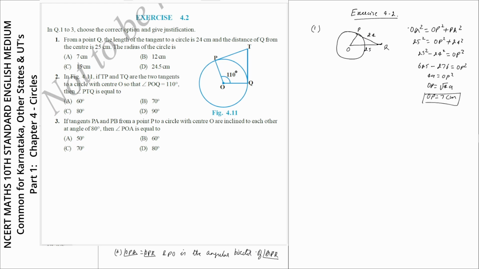That means the radius is equal to 7 centimeters. We'll check the answers. So Exercise 4.2, first question, the answer is A, 7 centimeters. The answer is correct.